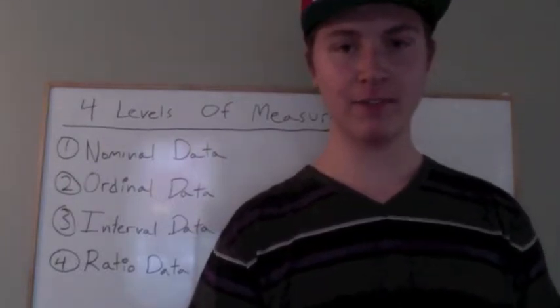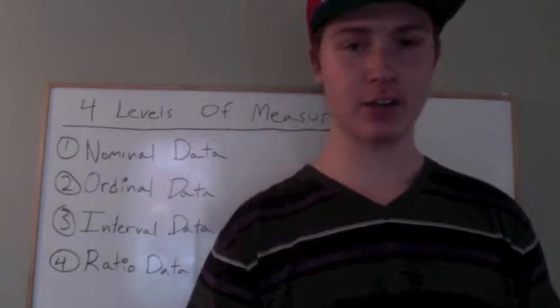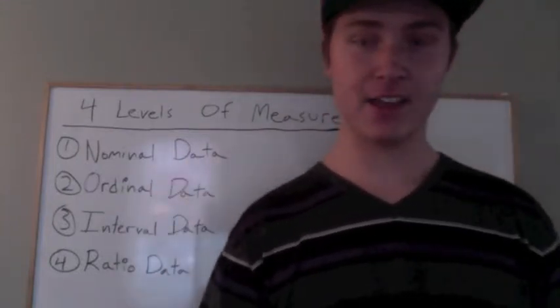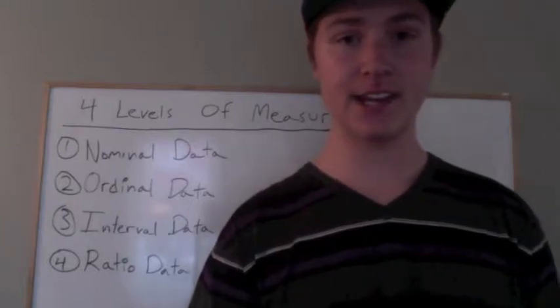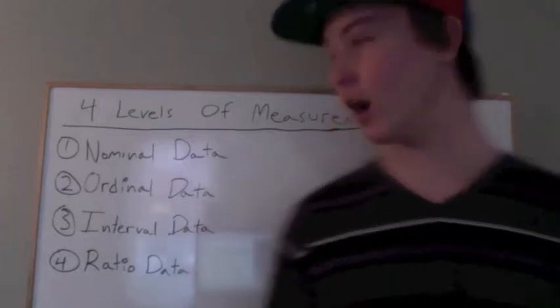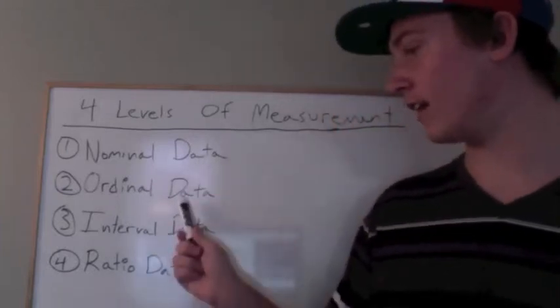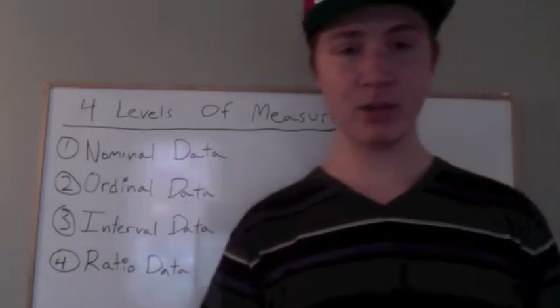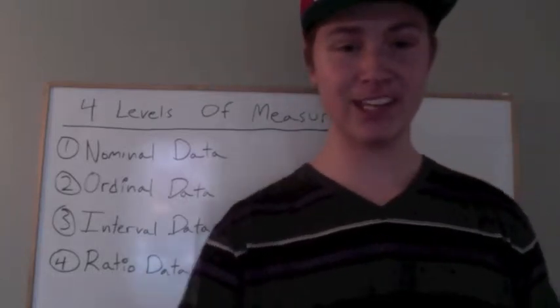One thing that really confused me in the first unit of Stats 100 was levels of measurement. Basically, there are 4 different terms that data can be measured under. The 4 levels of measurement are nominal data, ordinal data, interval data, and ratio data. To help you understand them, I will explain each one separately.